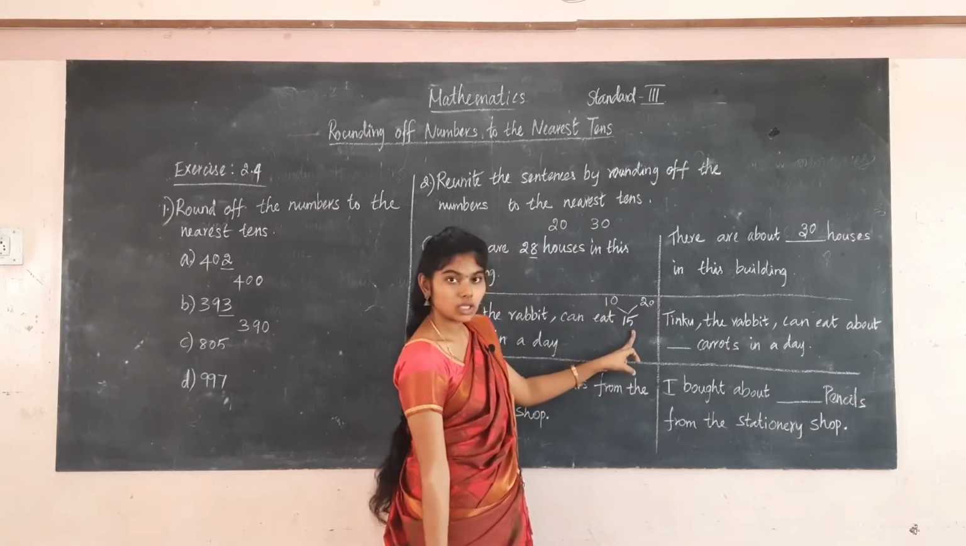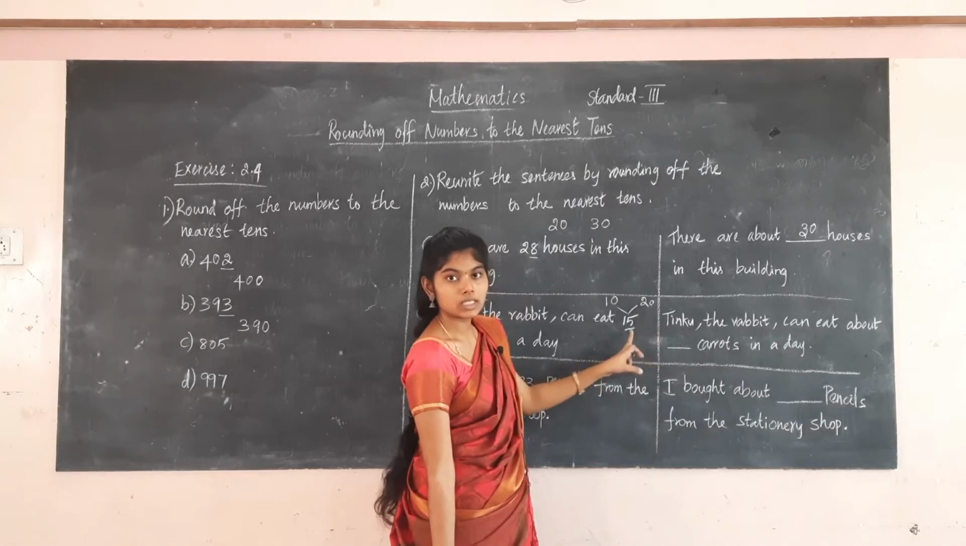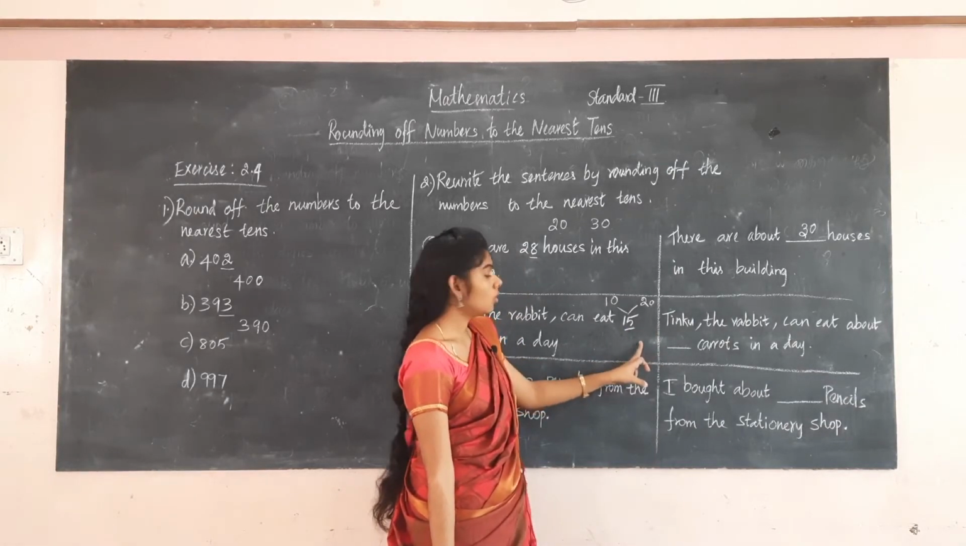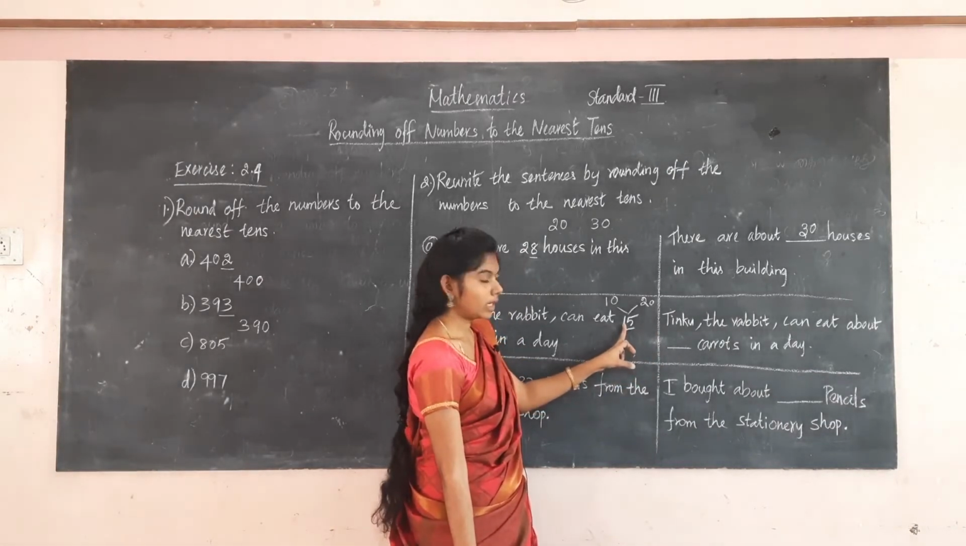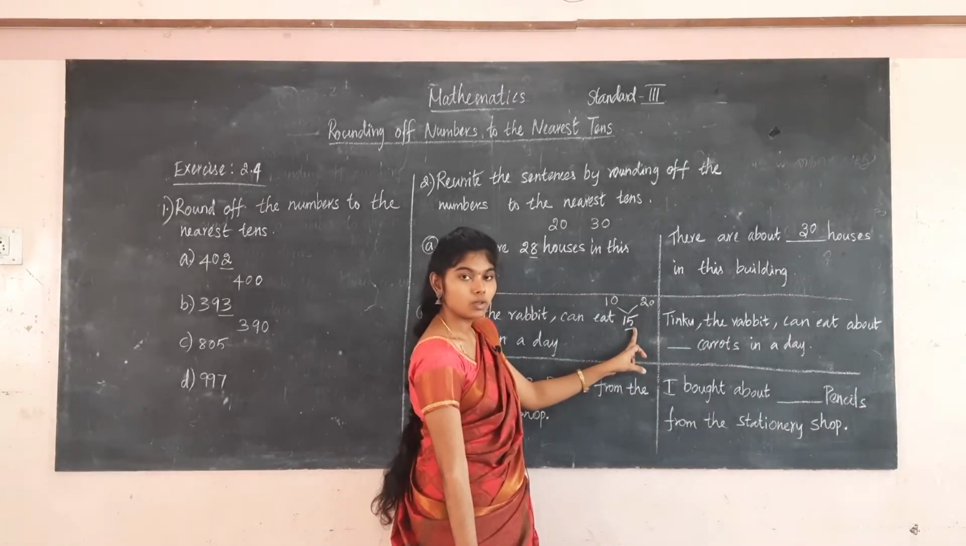So where do we have to check here? The ones place. It is 5, which is 5 or more than 5. It is the second rule. So what will we do? We are going to add 1 in the tens place, and in the ones place you will write 0.